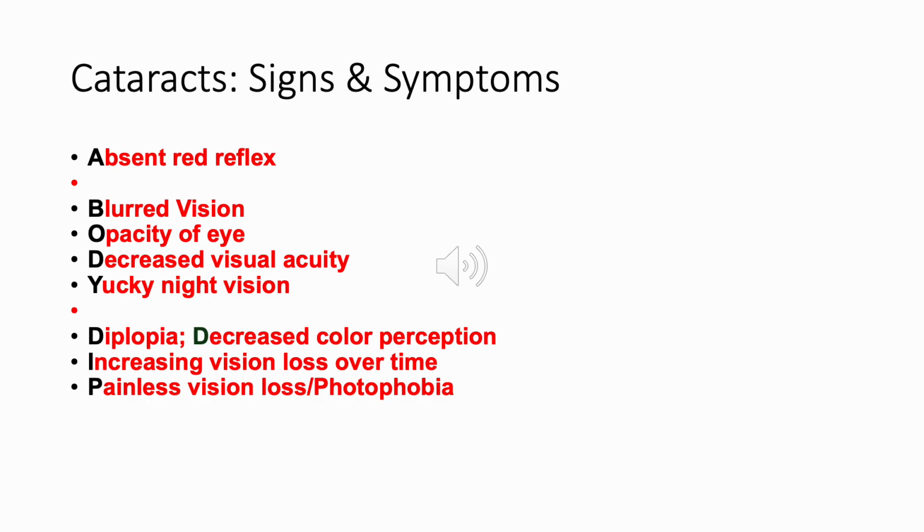So people with cataracts are going to have an absent red reflex. That's when you take a picture and you see the red eye. That'll be absent in the eye with the cataract. They'll have blurry vision, opacity of the eye, decreased visual acuity, meaning they can't see as well, poor night vision, meaning they can't see at night. They have trouble seeing at night and probably should not drive at night anymore. Diplopia means double vision. Decreased color perception, so they don't see color as well anymore. Increased vision loss over time and painless vision loss, and they may suffer from photophobia, especially after surgery.